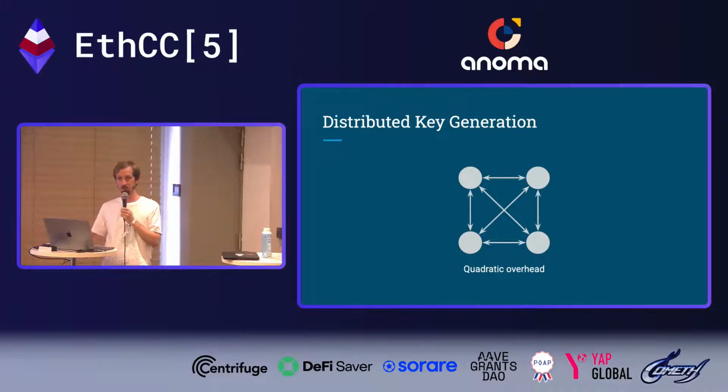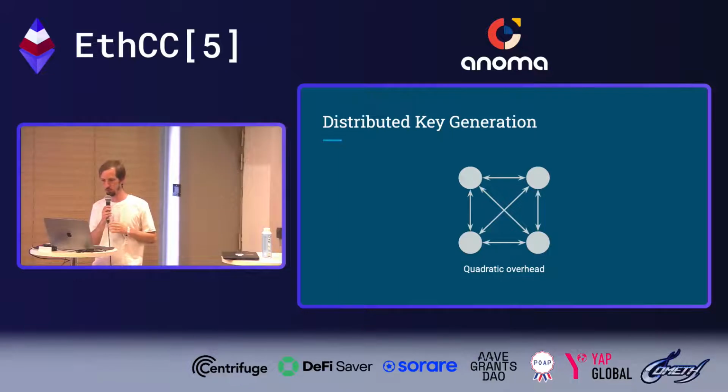DKG protocols are pretty well established, but the problem is they usually have a quadratic overhead. All these members have to talk to each other to produce a key. And that's very inefficient, especially if you want to have more keepers. And we want to produce these keys very frequently, right? We want to produce batches every 5 to 10 seconds so that people don't have to wait so long for their transactions to be decrypted and executed. So this communication is used a lot, and we try to avoid it as much as possible.